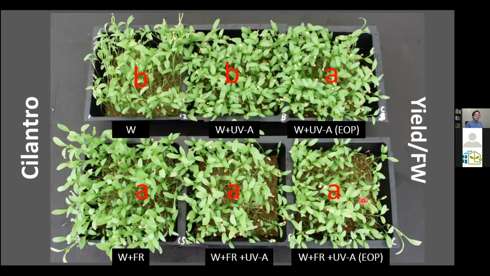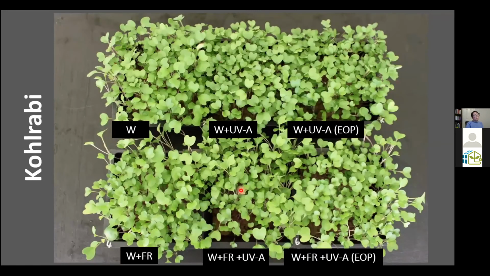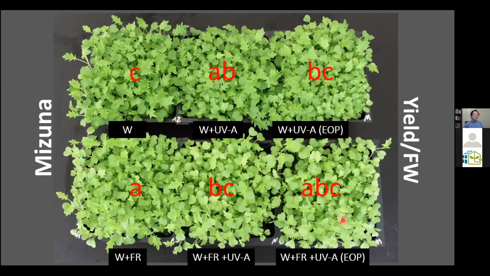And this is the cilantro, and it seems like adding UVA helps, but when you add far red, it seems we didn't see the effect of the UVA. And this is kale. And on kohlrabi, again, we see some effect of UVA, becoming a little compact, and we also see the same trend for the far red, that the plant starts to stretch. This is the Mizuna. Mizuna is relatively small from this photo, non-treatment.